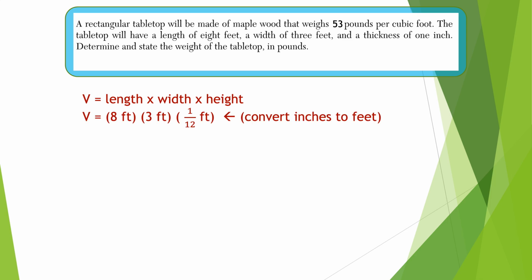You cannot put one there because they all have to be the same units. So I convert 1 inch to 1/12 of a foot. A little multiplication there gives you 2 cubic feet. But don't forget, it's 53 pounds per cubic foot. So 2 times 53, and the cubic feet cancel each other out.